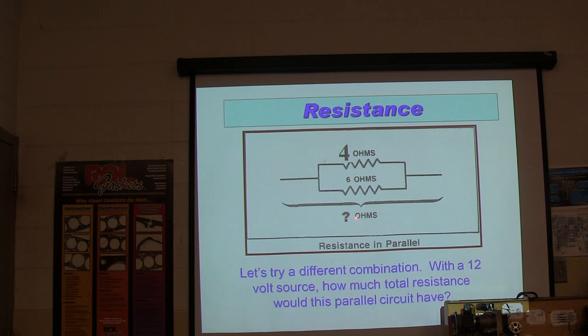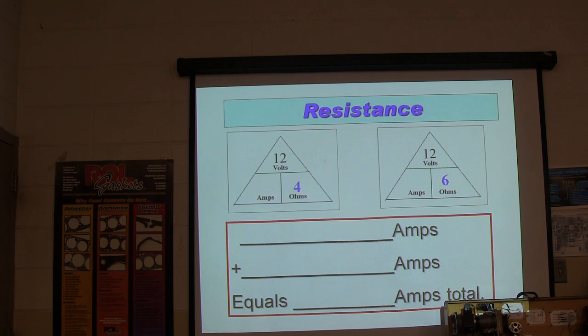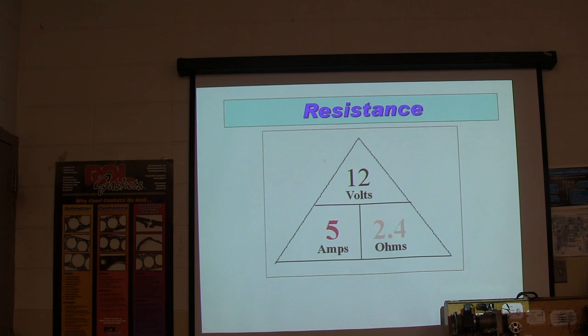All right, let's try a different combination. With a 12 volt source, how much total resistance would this parallel circuit have? Gets a little more complicated, doesn't it? 5 amps, 2.4 ohms. Got it?